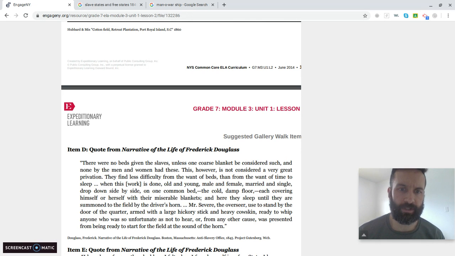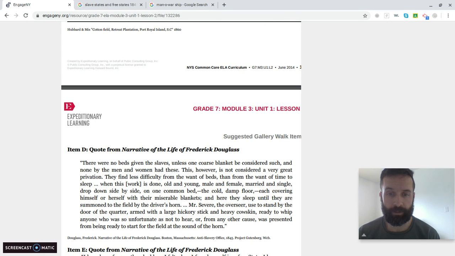There were no beds given the slaves, unless one coarse blanket be considered such, and none by the men and women had these. This, however, is not considered a very great privation. They find less difficulty from the want of beds than from the want of time to sleep. When this work is done, old and young, male and female, married and single, drop down side by side on one common bed, the cold, damp floor, each covering himself or herself with their miserable blankets, and here they sleep until they are summoned to the field by the driver's horn.